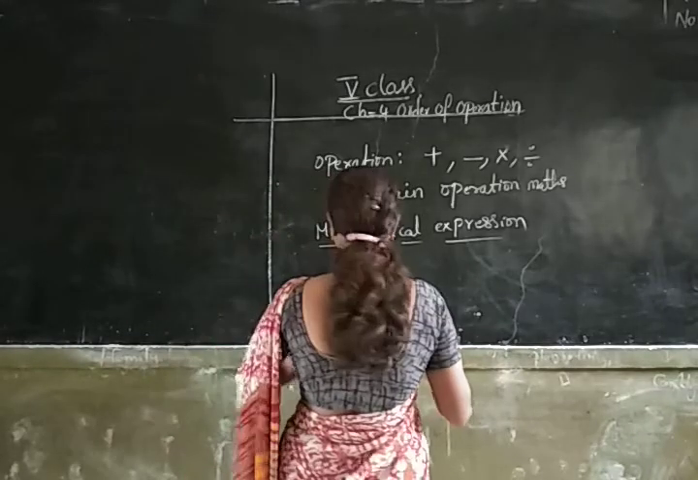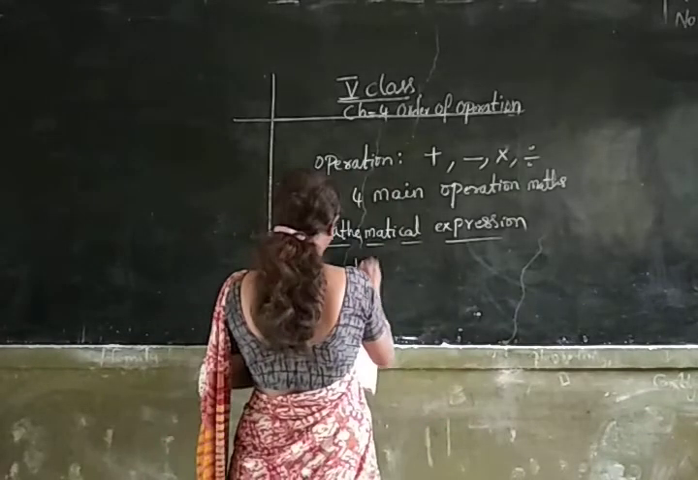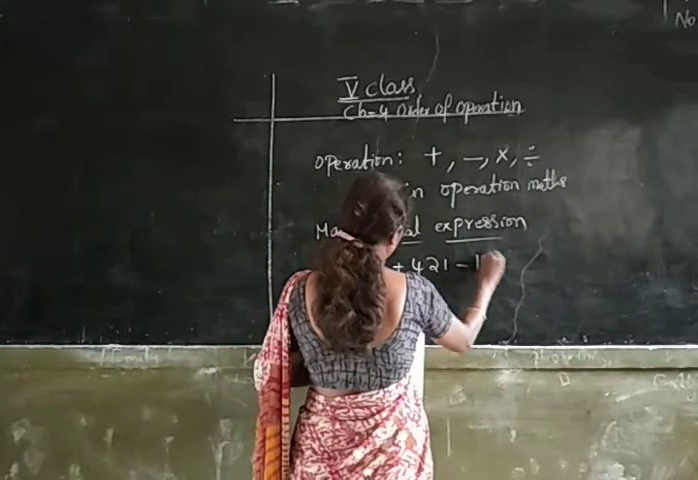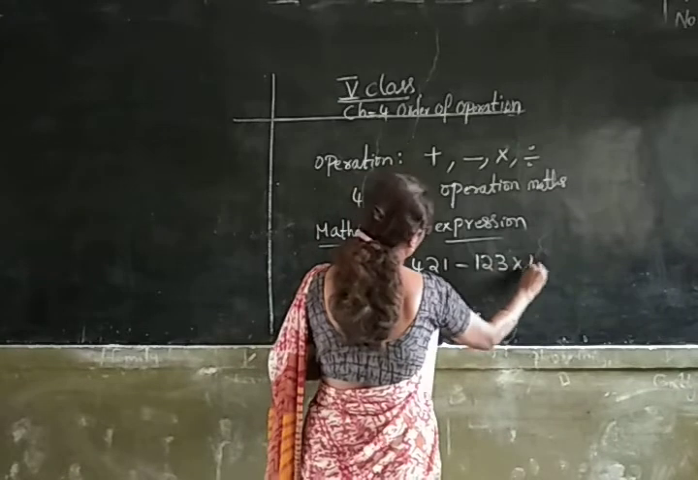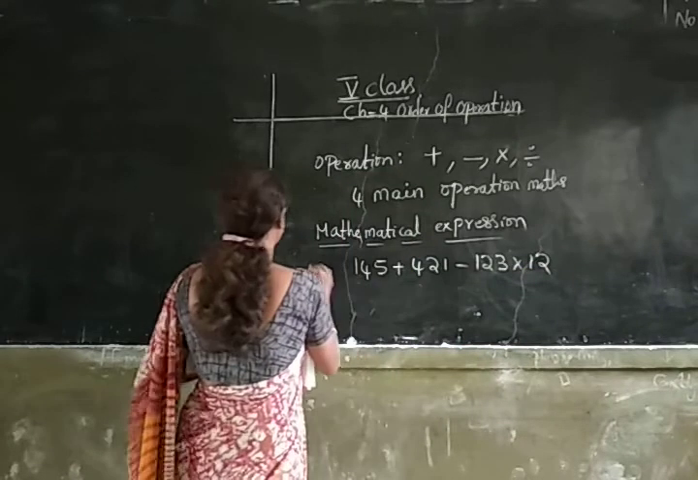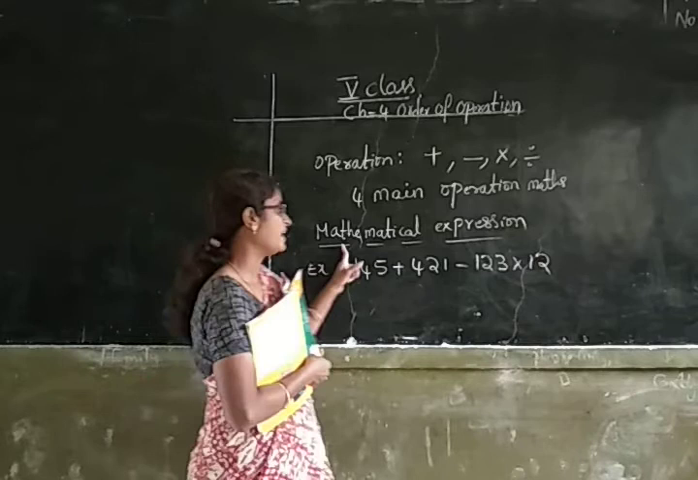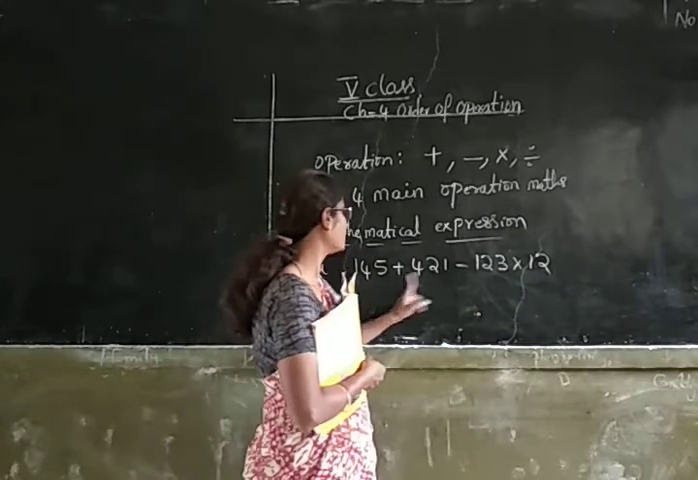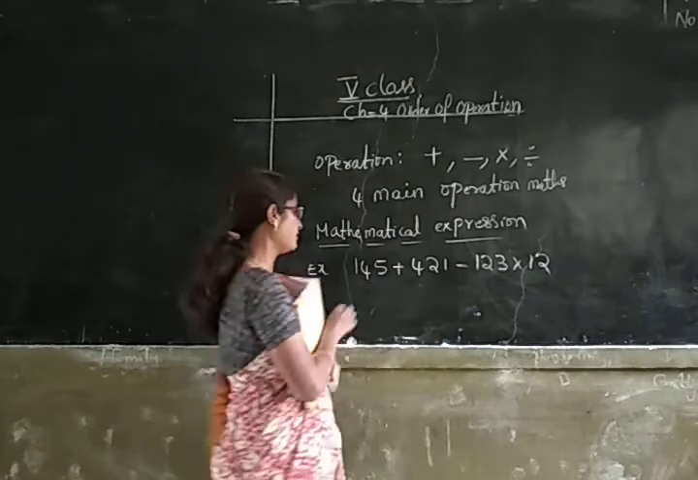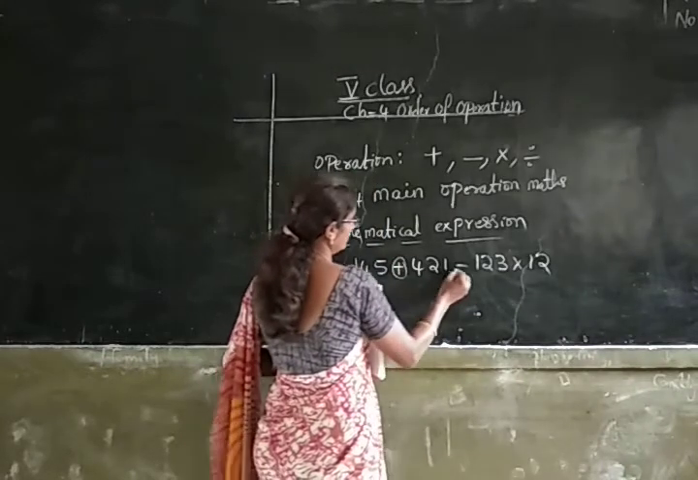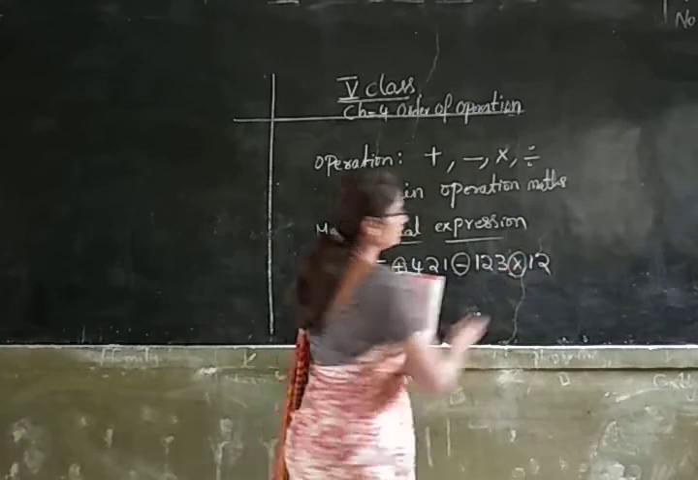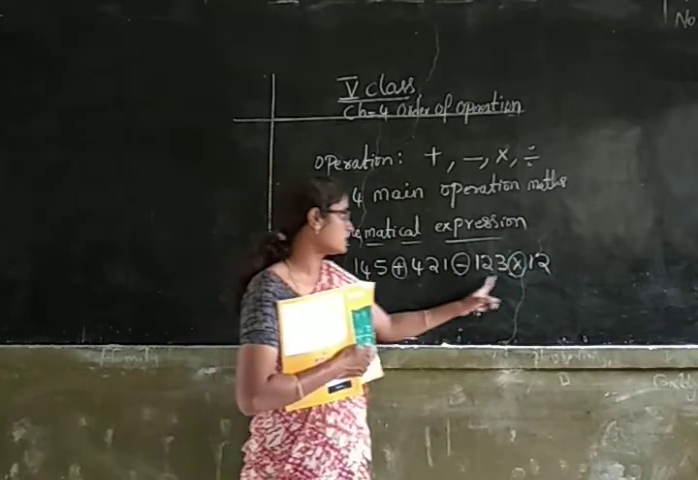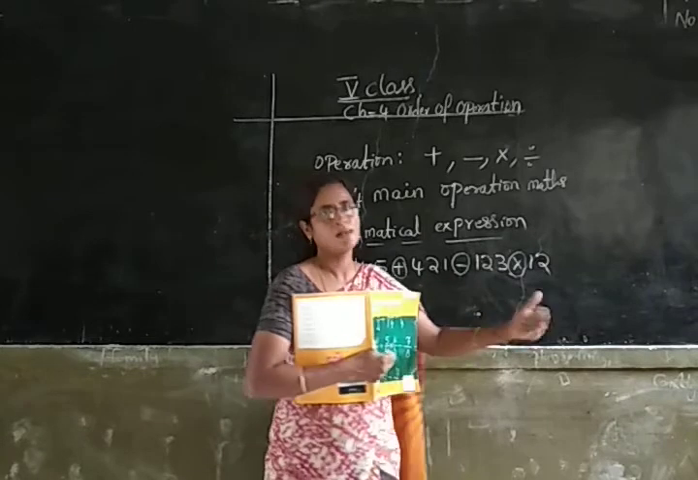For example, 145 plus 421 minus 123 into 12 is a mathematical expression. Here we have three different operations: addition, subtraction and multiplication. It contains numbers with different mathematical operations.